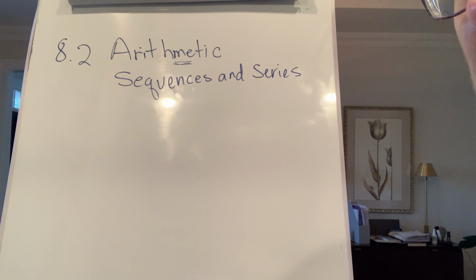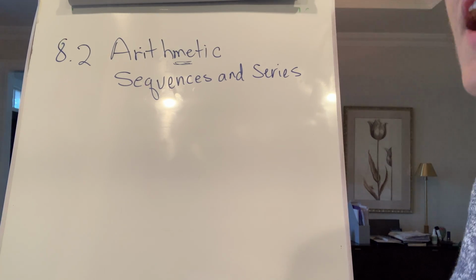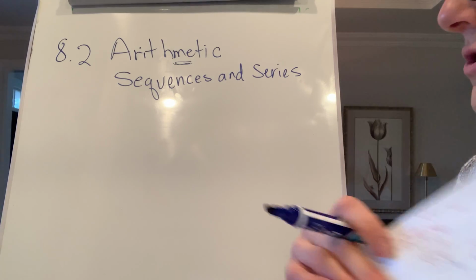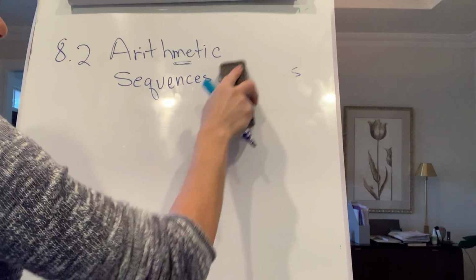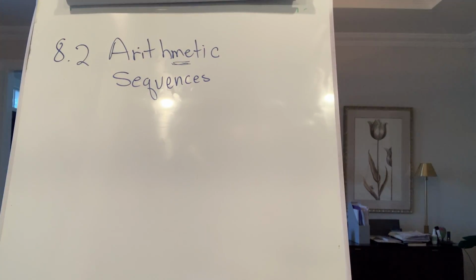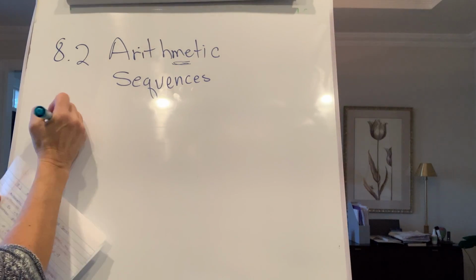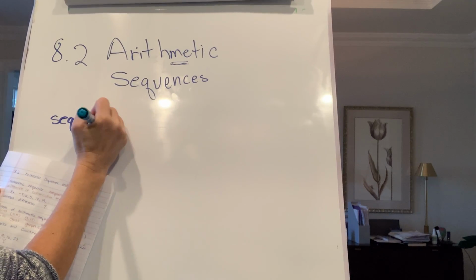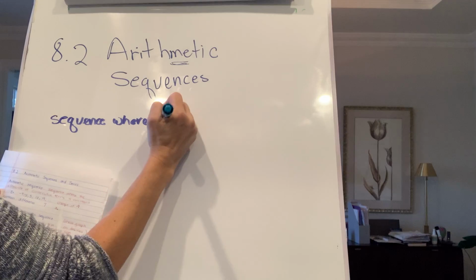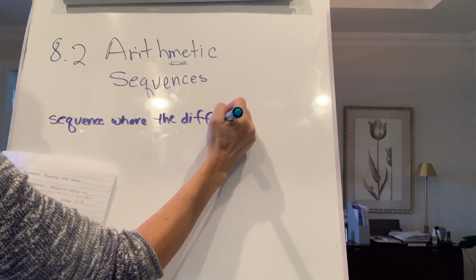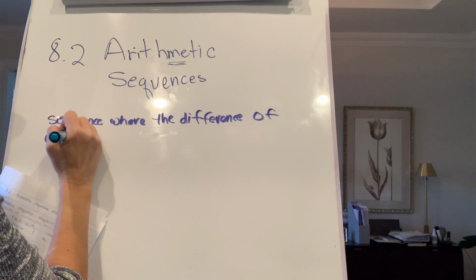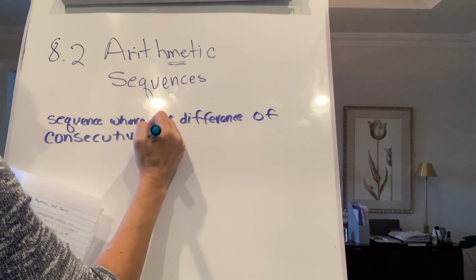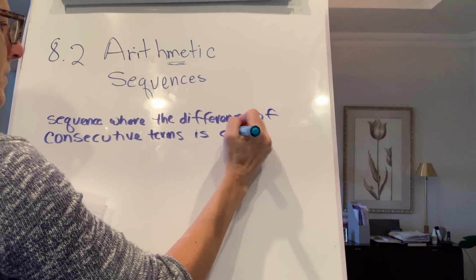Sequences and series. So you can guess that they have something to do with addition, okay? Something to do with addition. So an arithmetic sequence is, and I did give you some guided notes again if you want to use them. An arithmetic sequence is a sequence where the difference of consecutive terms is constant.